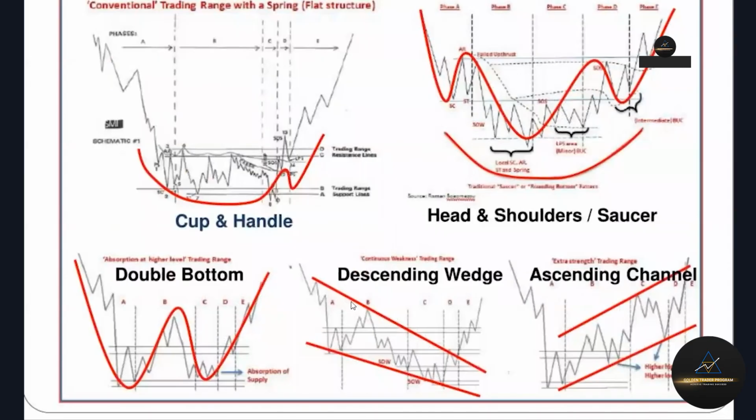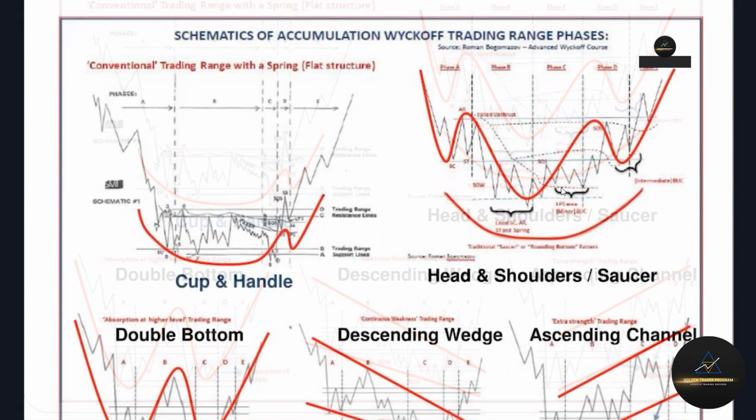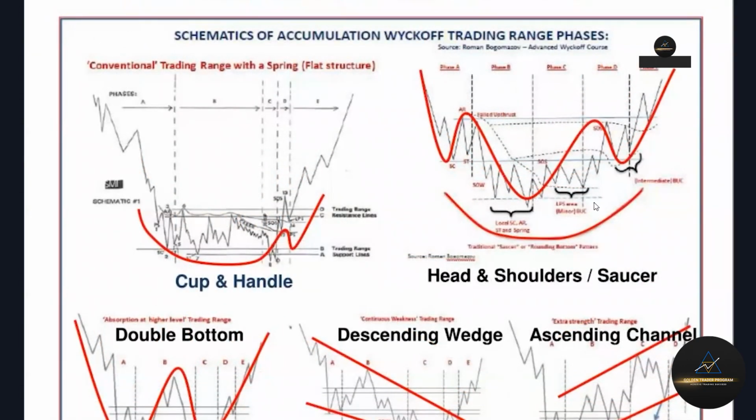there's phase A, such as this typical BOT pattern, for example, there's descended wedge, phase A, phase B, phase C, D, and E. Even a double bottom, there's multiple phases. Zoom in here to the bottom, there is absorption of supply, ascending channel, highs and lows, etc. Head and shoulders, with breaks of structure and the other schematics. Over here, a conventional trading range with a spring. A cup and handle. Lots of schematics.